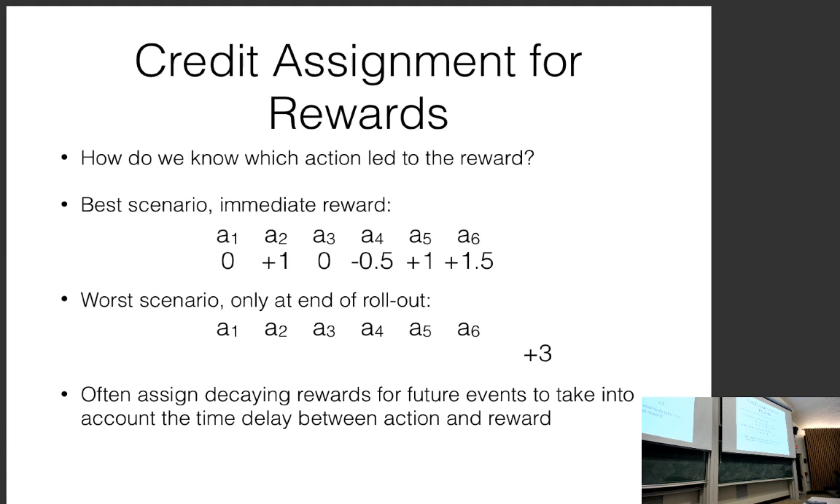If we get this immediate reward, it's very common to assign decaying rewards for future events to take into account the time delay between the action and the reward. So for example, we might give a small reward to action one if we know that at action two we got plus one. So this would be like a way of improving our credit assignment.